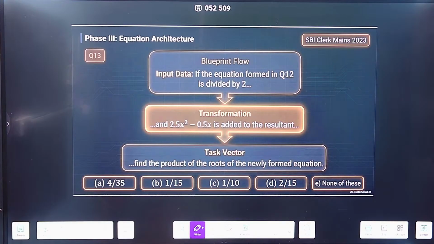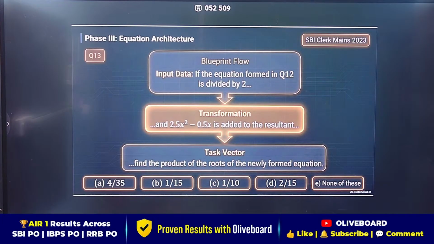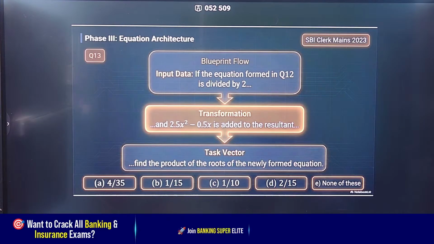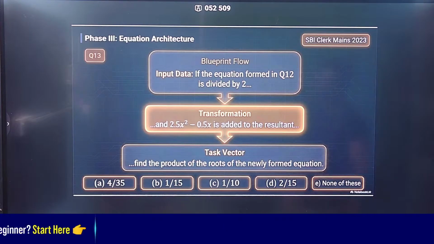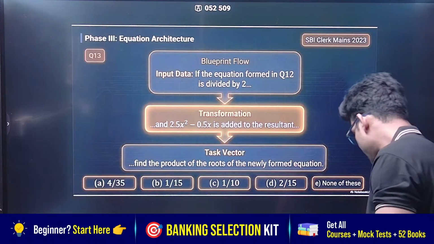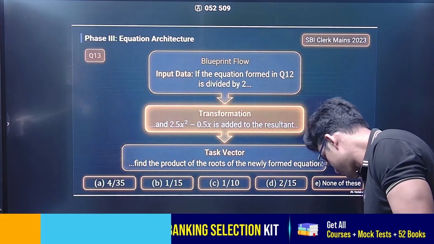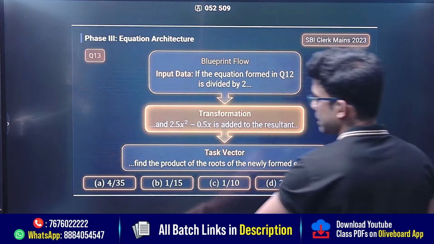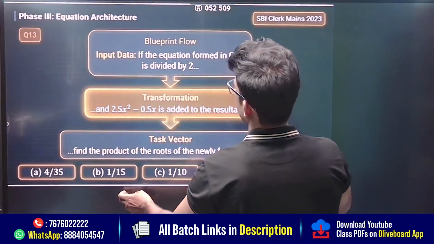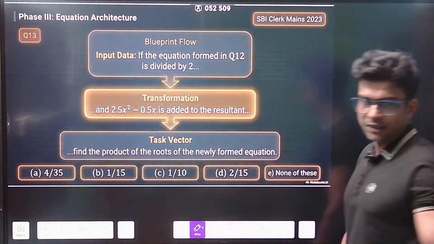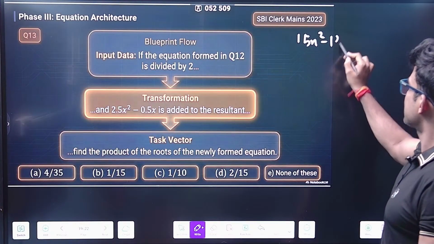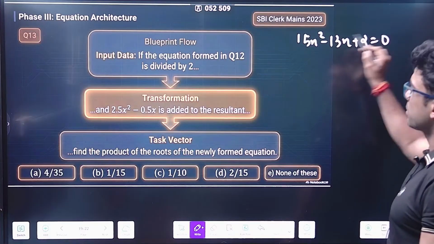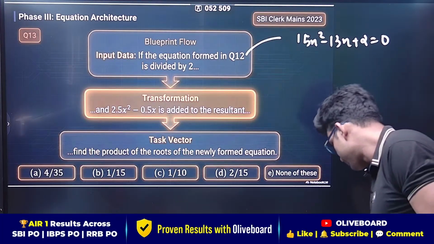This is based on another question. The same equation which you figured out, you can use that and then solve. Which was that? 15x square minus 13x plus 2 is equal to 0. This was your equation for question number 12.